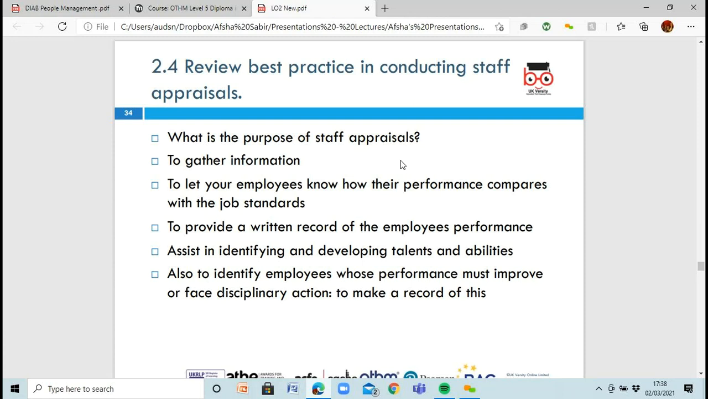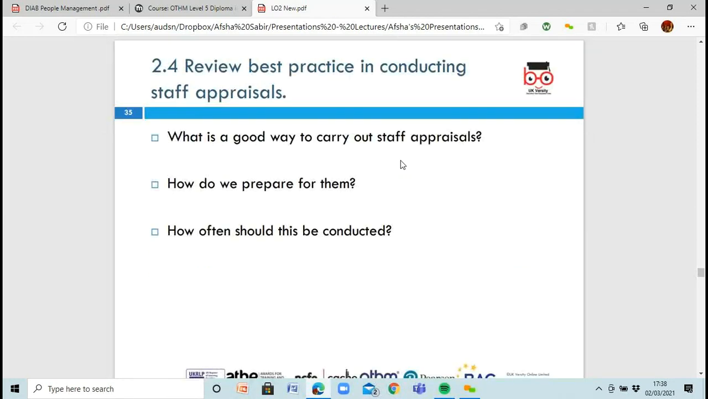They can be fantastic for you to keep a record of exactly how your employee is actually doing, just to provide guidance and feedback for them, and just to see so they actually know what they can be doing. Appraisals actually help you, especially for finding about what sort of training and developing opportunities you might want to put your staff into as well. So these are the following points we'll be looking at. So what is a good way to carry out staff appraisals? How do we prepare for them, and how often should this be conducted?